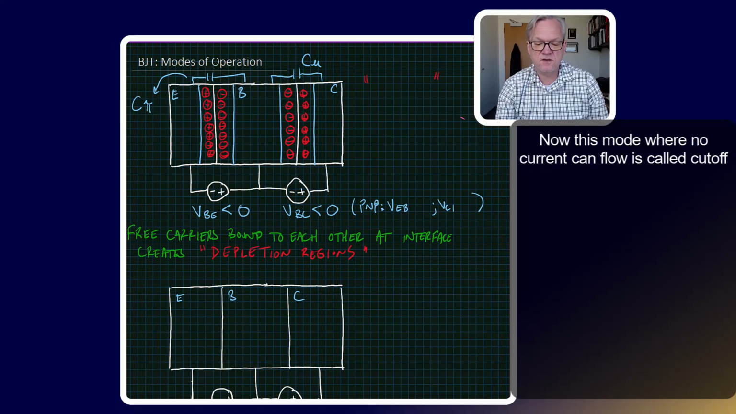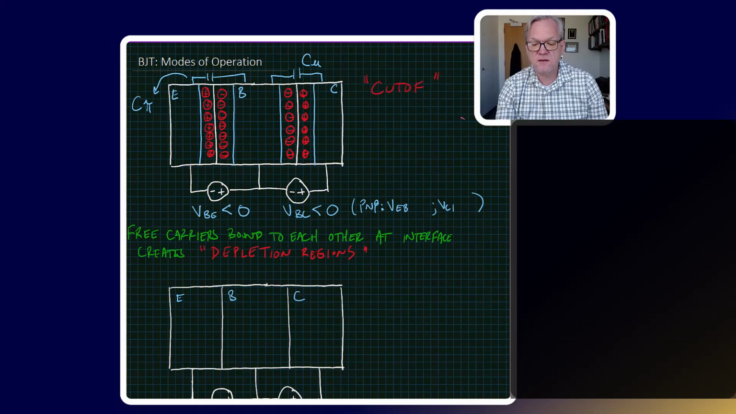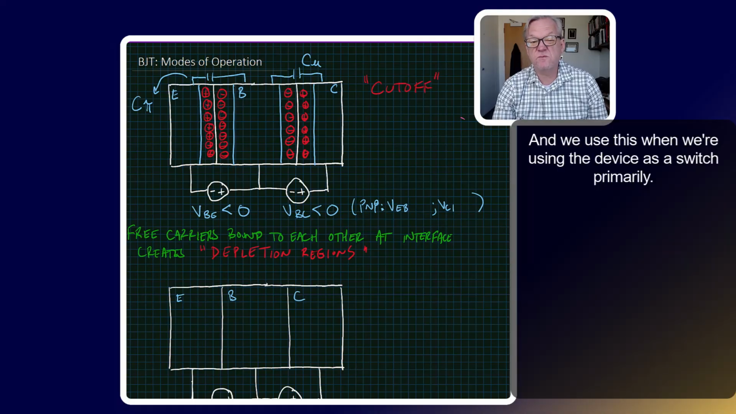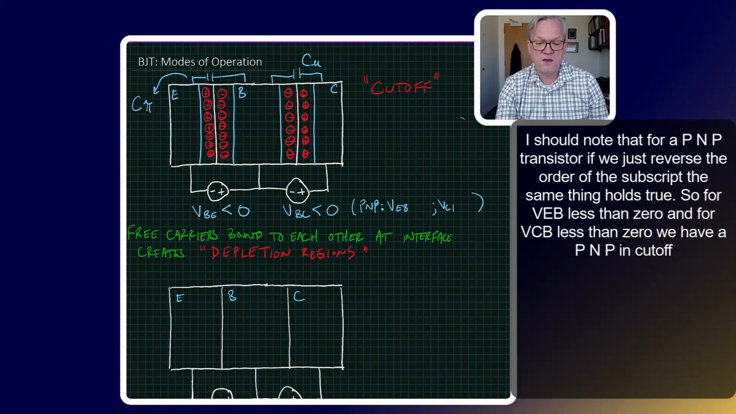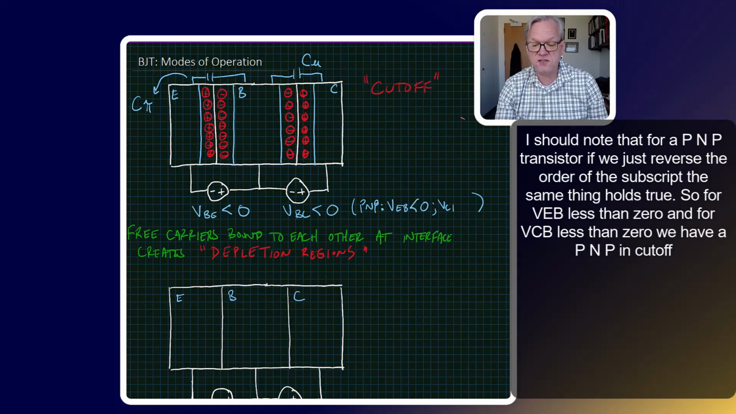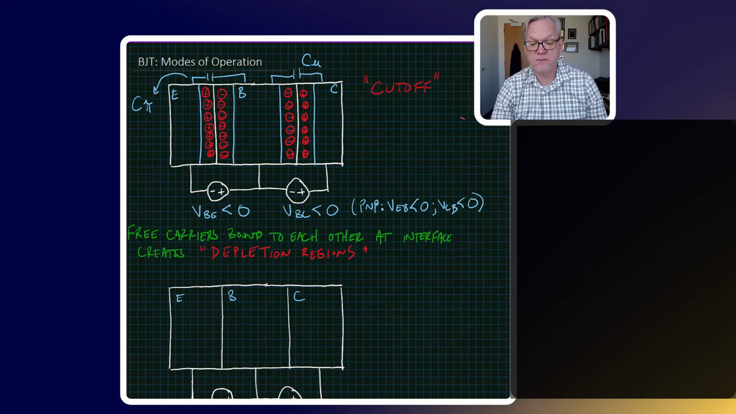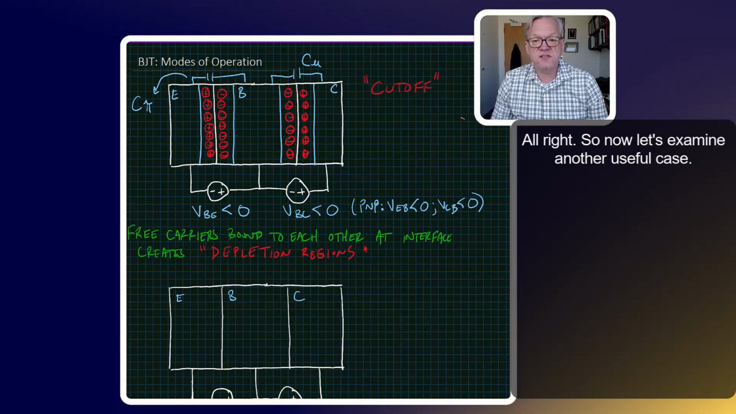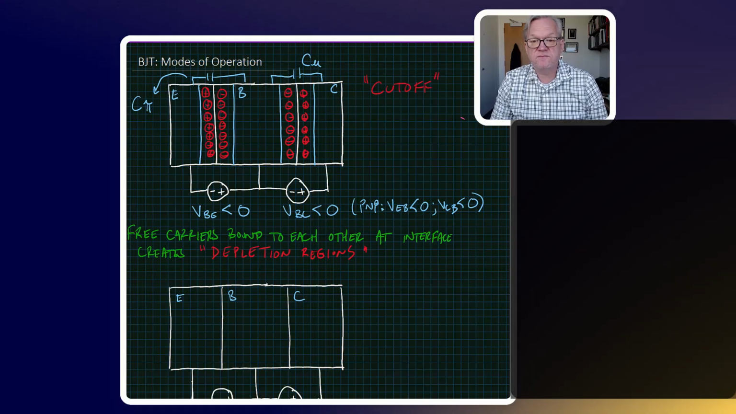Now, this mode where no current can flow is called cutoff. And we use this when we're using the device as a switch primarily. I should note that for a PNP transistor, if we just reverse the order of the subscript, the same thing holds true. So for VEB less than 0 and for VCB less than 0, we have a PNP in cutoff. All right, so now let's examine another useful case.